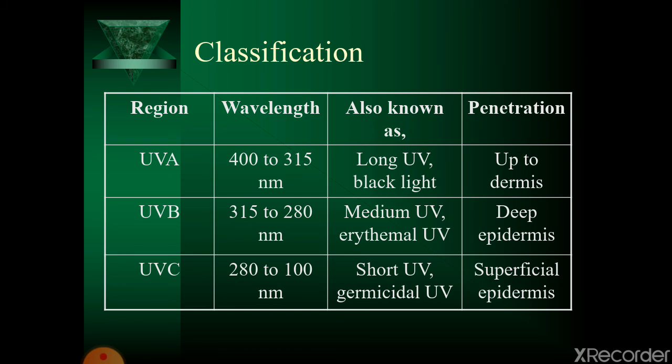UVA wavelength 400 to 315 nanometer, also known as long UV or black light, will penetrate up to the dermis. UVB 315 to 280 nanometer, also known as medium UV or erythemal UV, penetrates the deep epidermis. UVC 280 to 100 nanometer, short UV, also known as germicidal UV, and penetration will be the superficial epidermis.